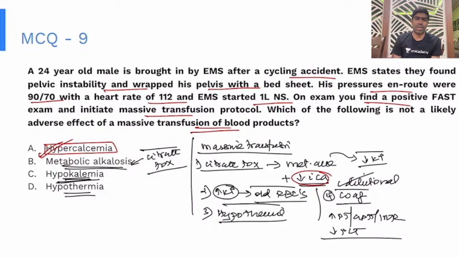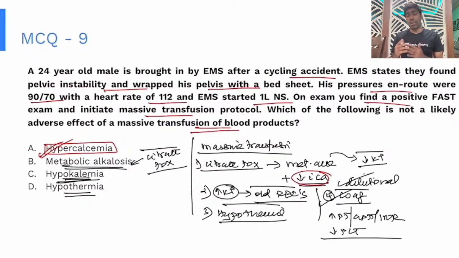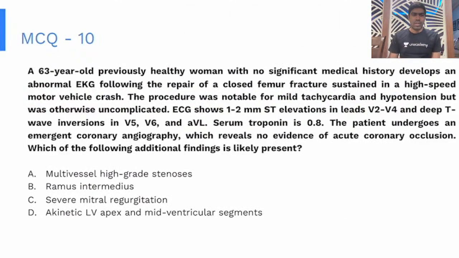And this can be avoided by following the massive transfusion protocol, where you're going to use PRBCs, FFPs and platelets in a ratio of ideally 1:1:1. That can probably prevent the development of this dilutional coagulopathy due to massive transfusions. The right answer for this question though is going to be option A. It's pretty simple and straightforward. So hypercalcemia is not a feature.